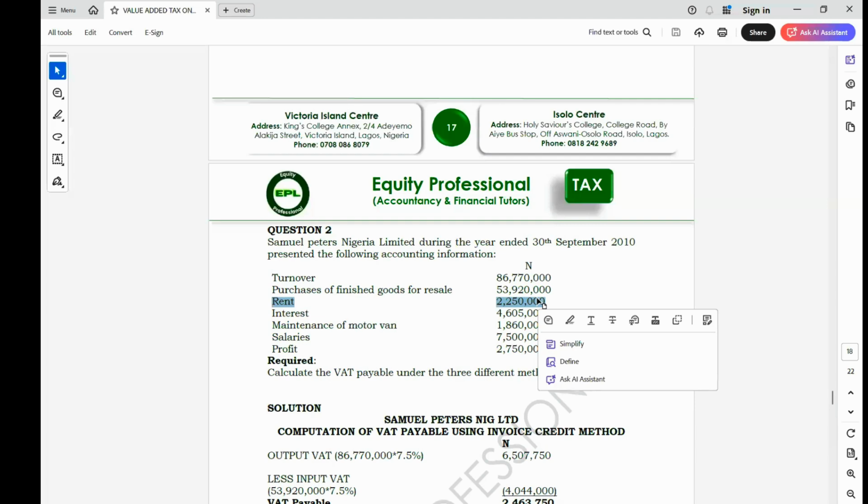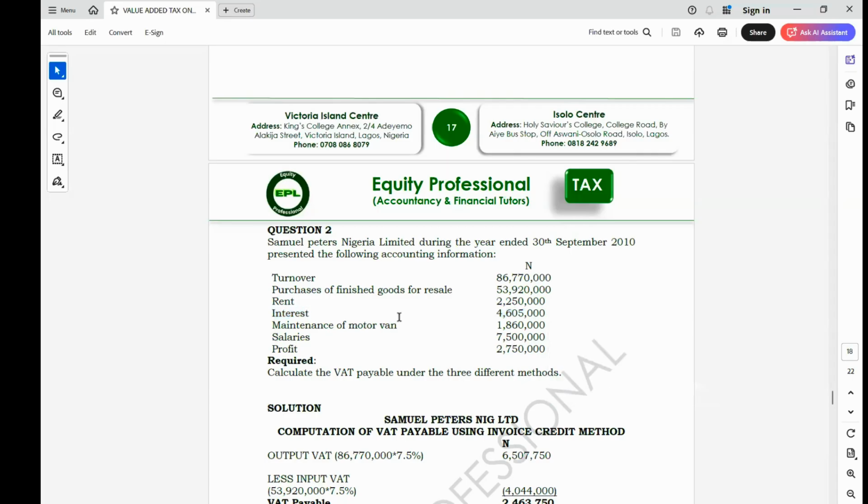Revenue. Revenue expenditure, good. Is it direct or indirect? Indirect. So it is not going to form part of our input VAT. We also have interest. What type of expenditure is interest? Revenue. Is it direct or indirect? Indirect. So it's not going to form part of it.